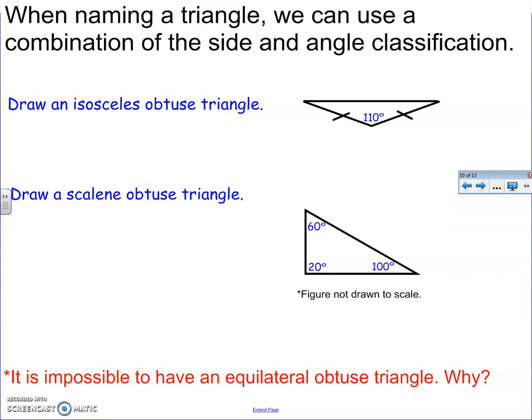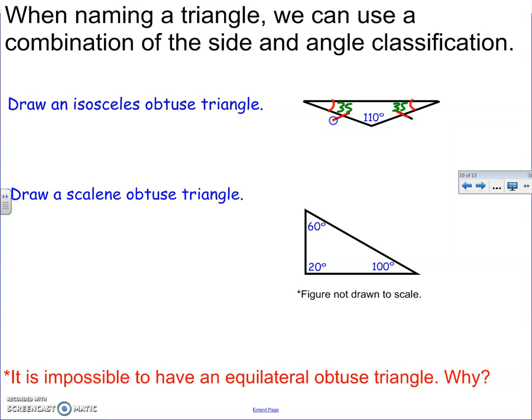All right, and then the last one, obtuse ones. Can we have isosceles obtuse? Yes, we can. Obtuse means one angle is more than 90, so we have 110. And these two sides are the same, which means these two angles are the same as the cross ones. And technically, since a triangle makes 180, if I do 180 minus 110 is 70, each of these is going to be half of 70. So this is 35 degrees, 35 degrees. That is an obtuse triangle. That's also isosceles. Can we draw a scalene obtuse?